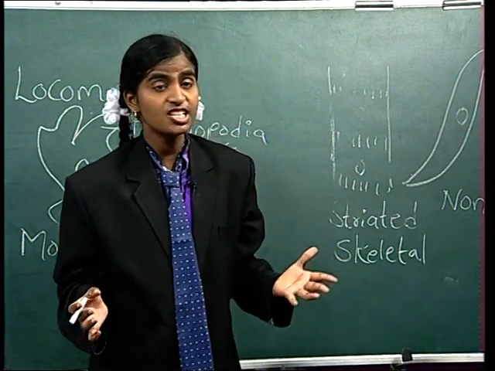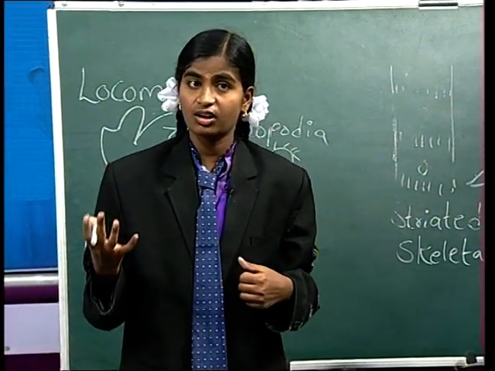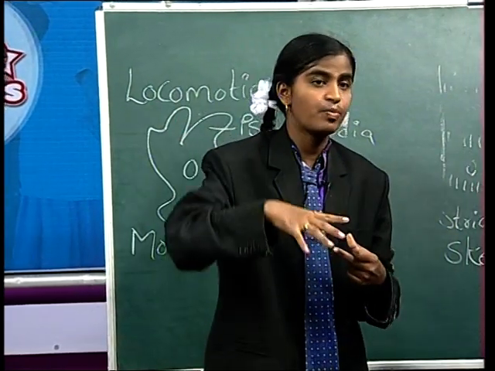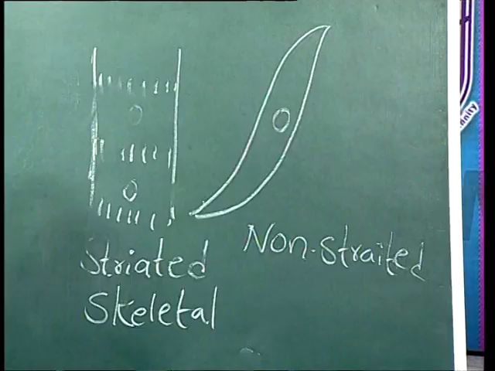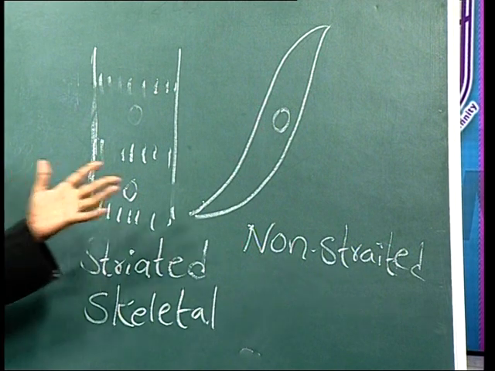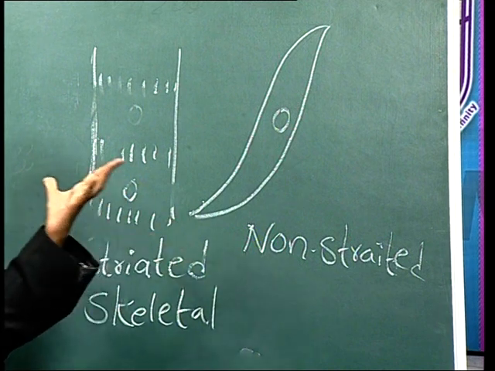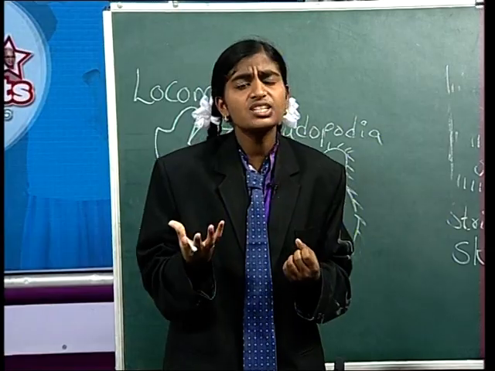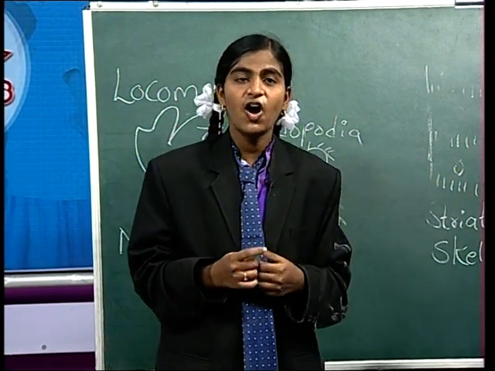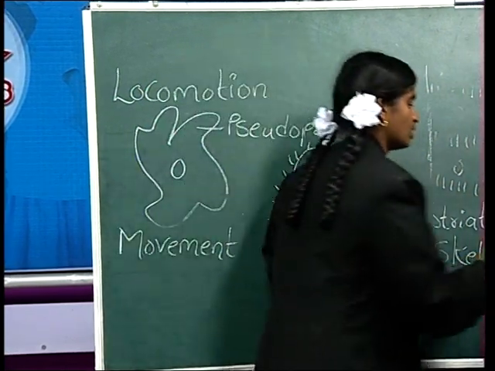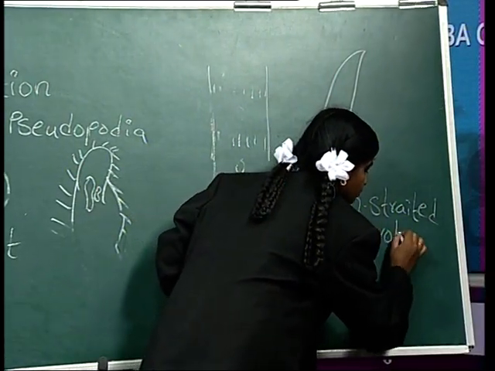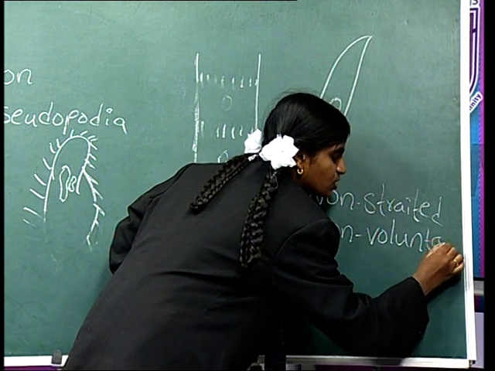Generally, smooth muscle is present in our visceral organs like our alimentary canal. The alimentary canal is surrounded by non-striated muscle. So, it is called visceral muscle. This non-striated muscle works very slowly, that means it contracts very slowly. So, this muscle is called non-voluntary muscle. It is a non-voluntary muscle and it is a smooth muscle.